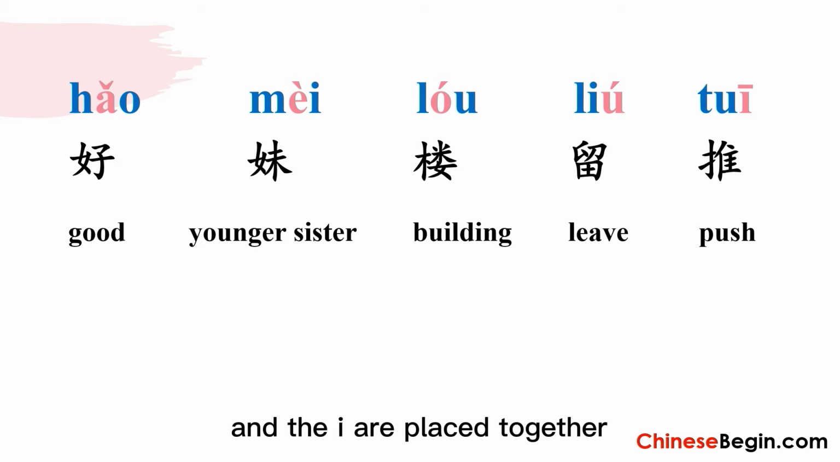If u and e are placed together, the tone mark should be placed on the later one. For example, 留 and 推. 留 means leave in English, and the second tone is placed above the last vowel u. 推 means push. Similarly, the first tone is placed above the last vowel e.